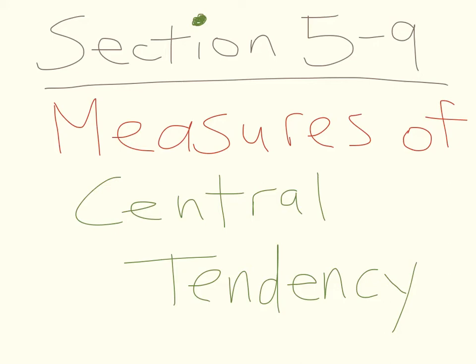Alright, this is section 5-9 on measures of central tendency, which is three things: mean, median, and mode. So we're going to start with a couple examples. Example number 1.